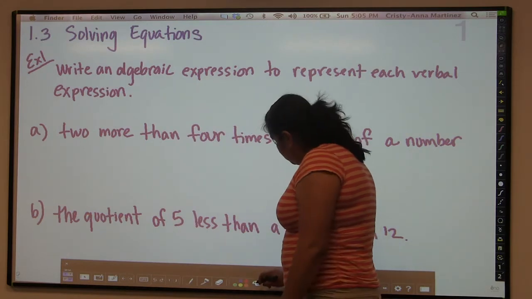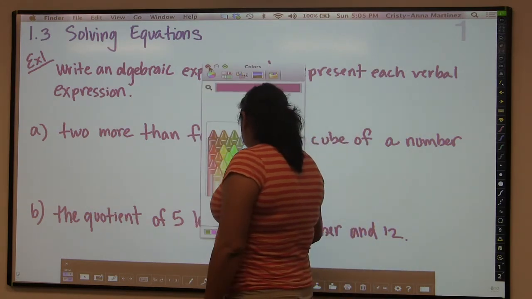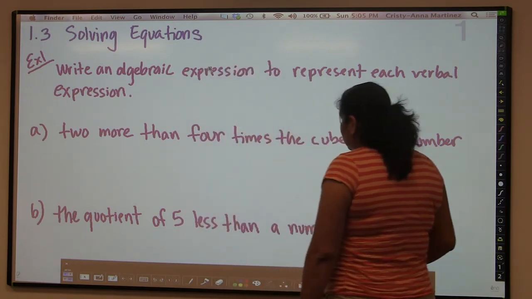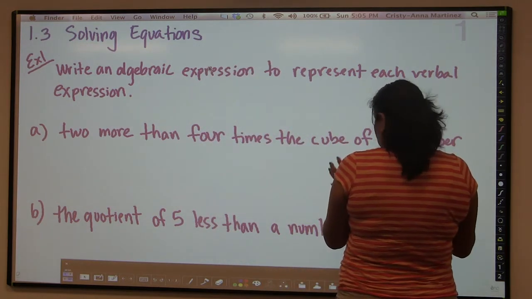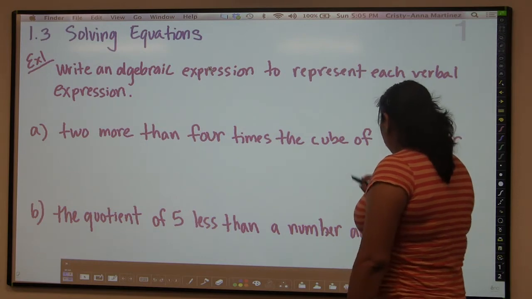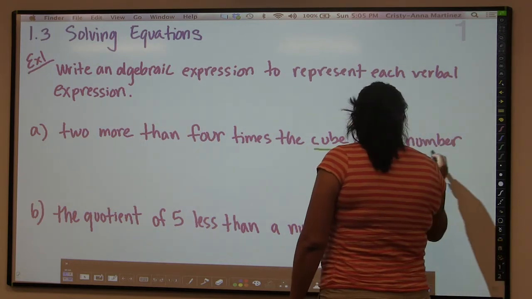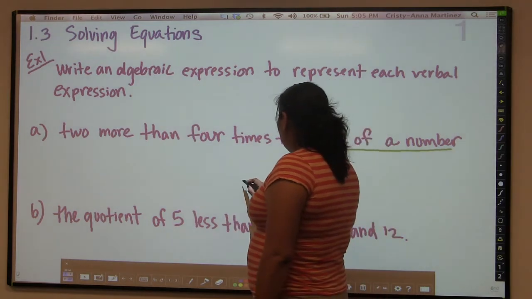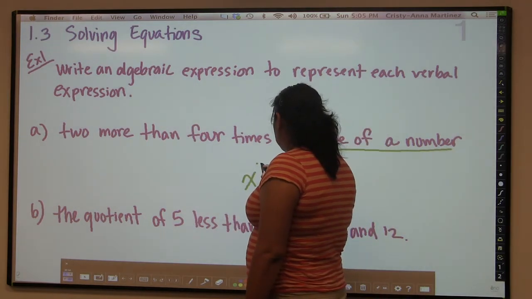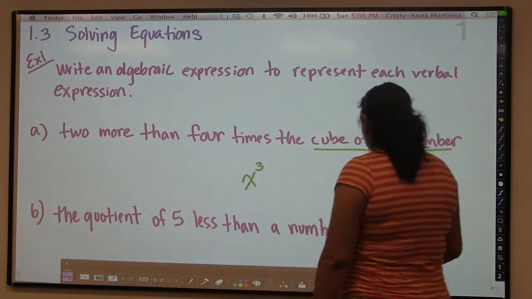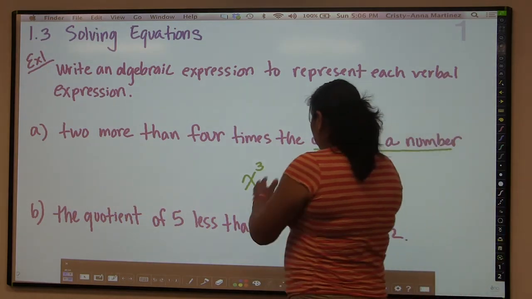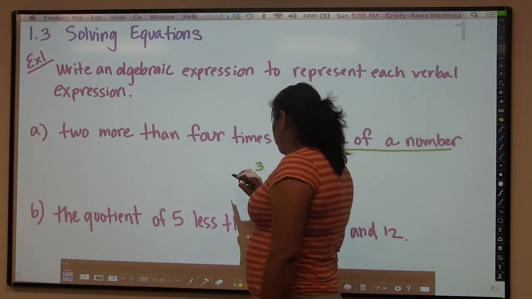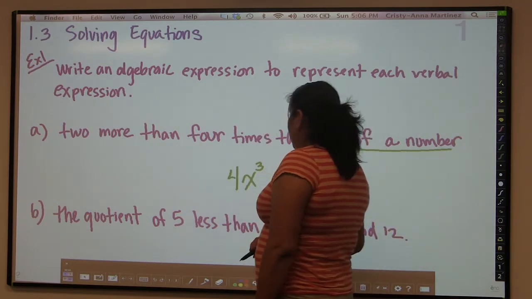When you are doing expressions in math, it is important a lot of times to read it backwards. So we want to start with the end of the statement, cube of a number. So for a cube of a number, we're just going to go ahead and say that number is x. So we have x to the 3rd power. That's what a cube of a number is. Then we go forward a little bit, and we have 4 times the cube of the number. So we're going to go 4 times x cubed.